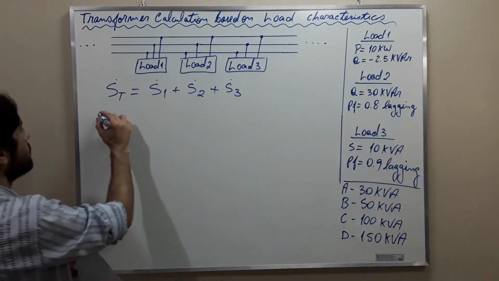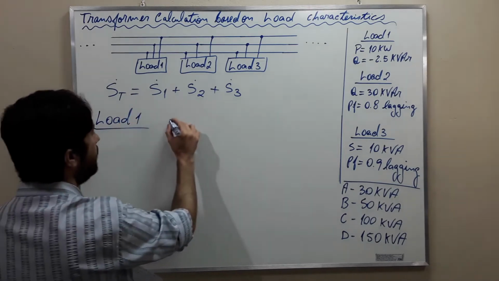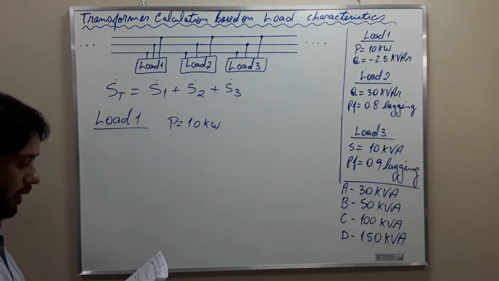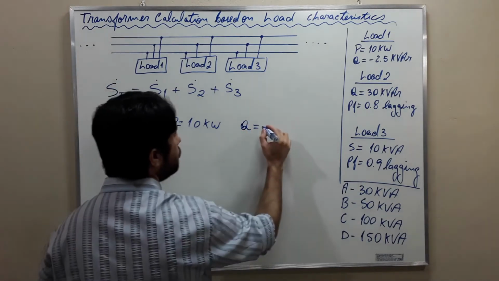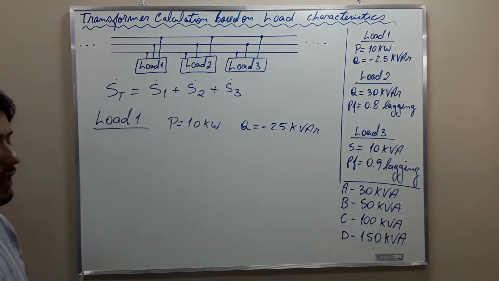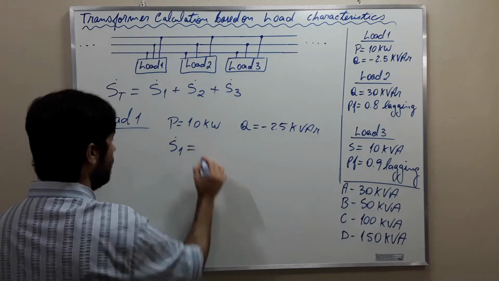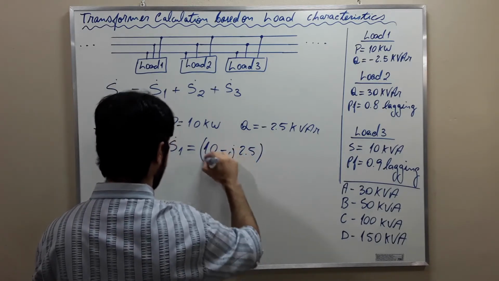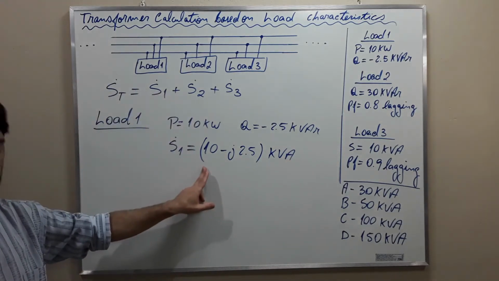Okay, for load 1, we see that P is equal to 10 kilowatts. The problem gave us this. And we see also that Q, the reactive power, is equal to negative 2.5 kVAR. Then the complex power of load 1 is going to be S1 equal to 10 minus J 2.5 kVA. Okay? This is the first result.